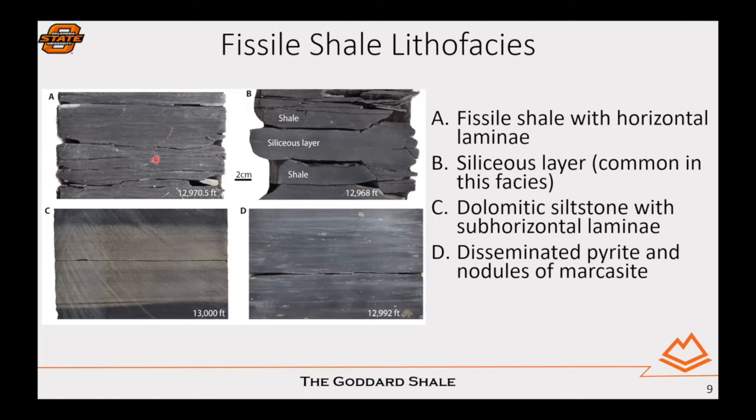So the Fissile Shale lithofacies, figure A here is a core photo that is showing what this unit typically looks like. It's Fissile shale with horizontal laminae. You can see cracks in the unit here, and these were forming nearly in front of our eyes when we were looking at the core.